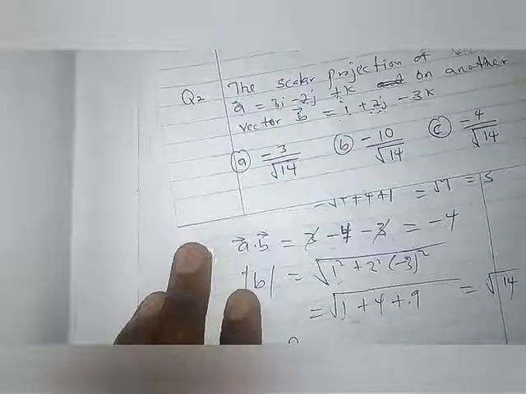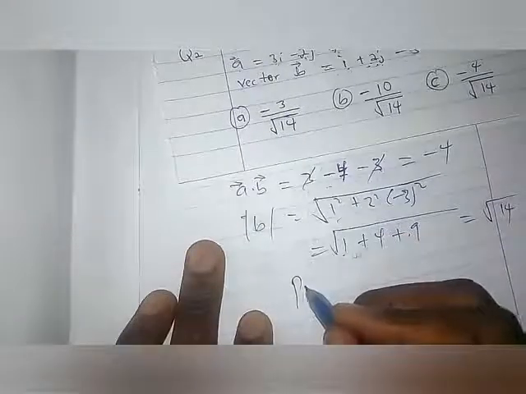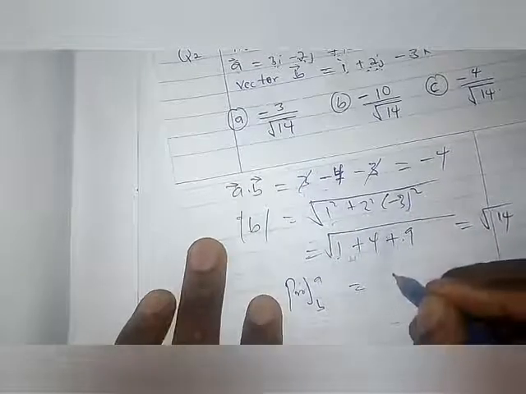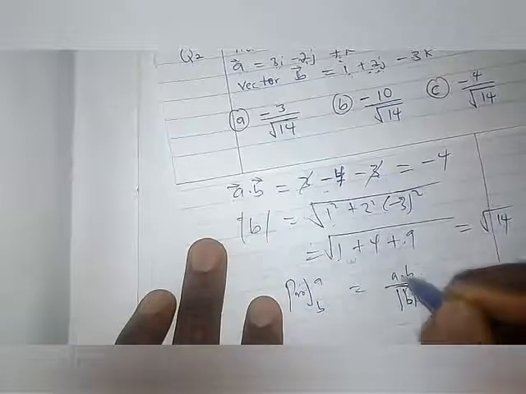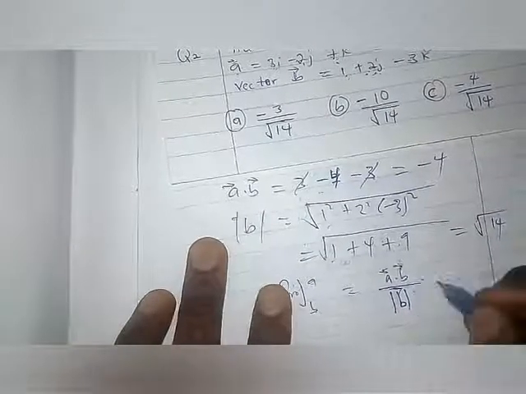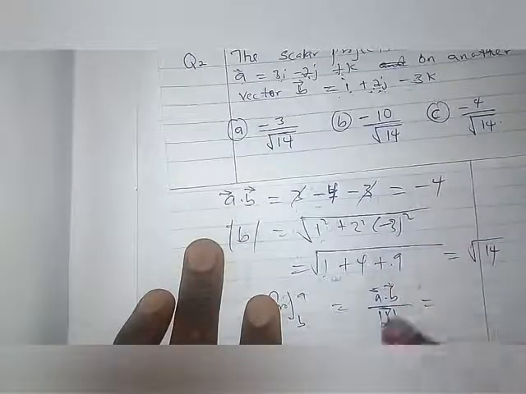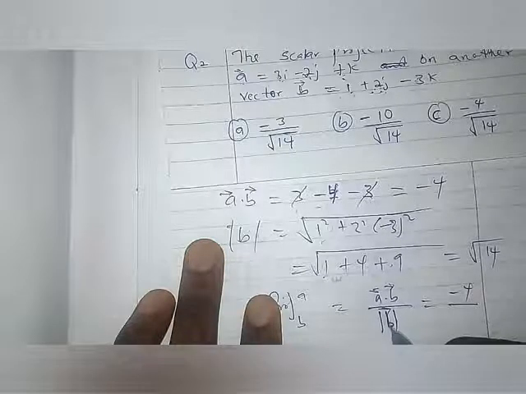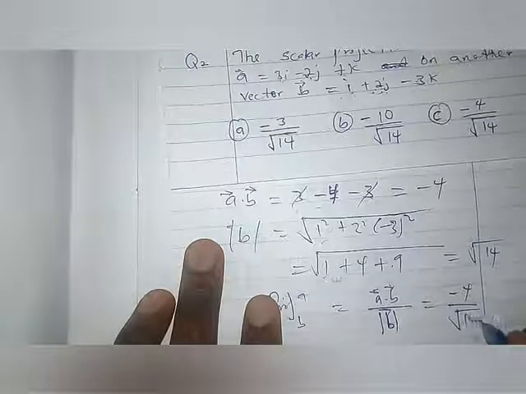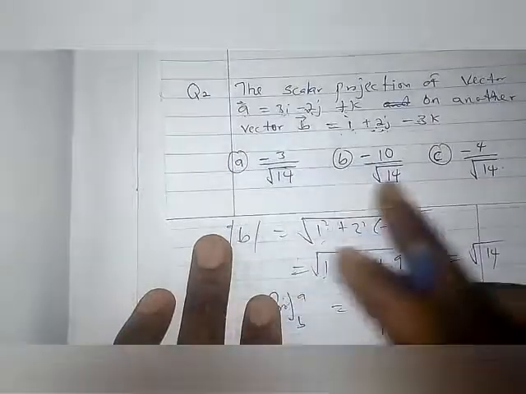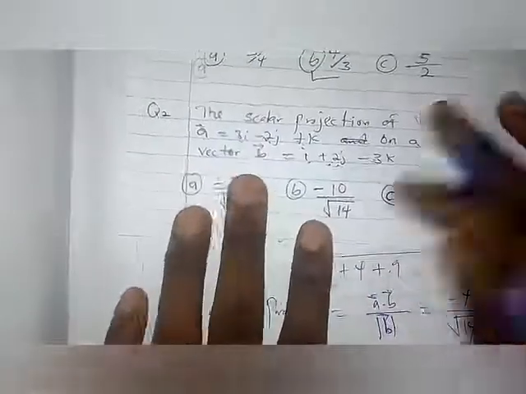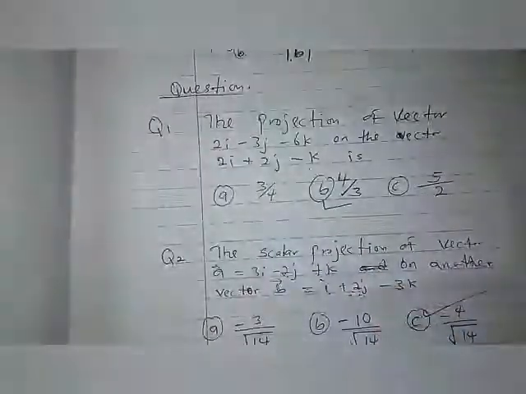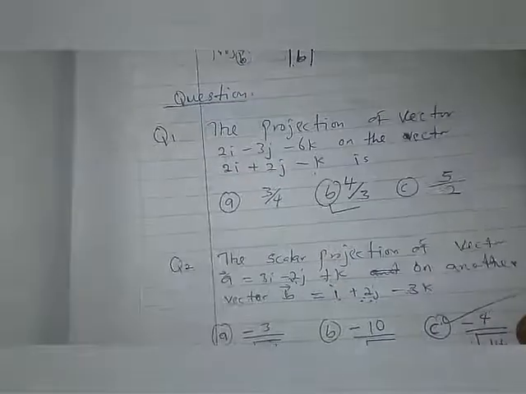Therefore, the projection of vector a on vector b is the dot product over the magnitude of b. Our dot here is minus 4, and the magnitude of b is the root of 14. So we have this as our answer, C. That is all about how to find the projection of a vector projected on another.